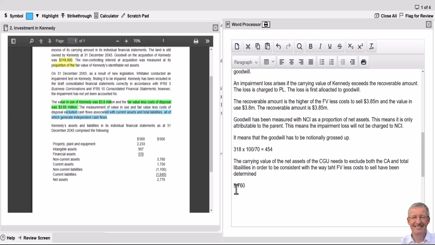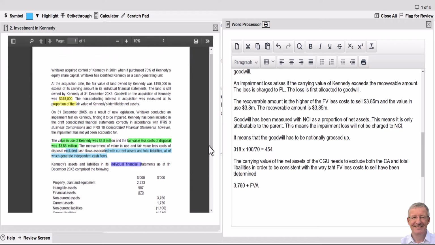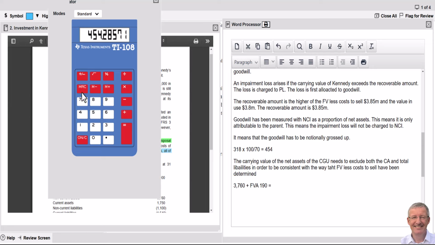But this needs to be adjusted for the fair value adjustment at the beginning, because these numbers are in the individual financial statements. So you're forgiven if you use 3760. I mean, you're almost forgiven if you use 2770. But actually, the correct number to use is neither of those, because you've got to take into account this fair value adjustment, which is still knocking around. And therefore, I'm going to use the calculator again.